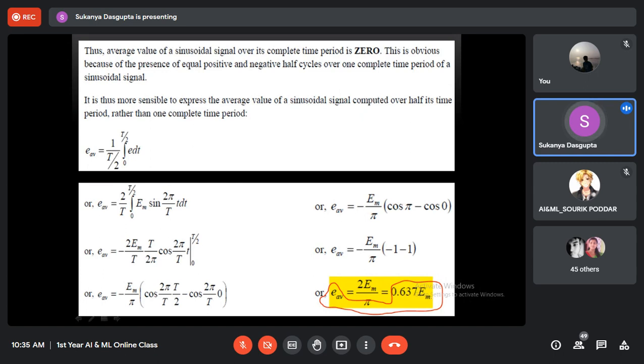Just remember this expression, the relationship between the average value and the maximum value of a pure sinusoidal signal. This Em is nothing but the peak value of the AC signal, the peak value or the maximum value of voltage. This one. This is Em.